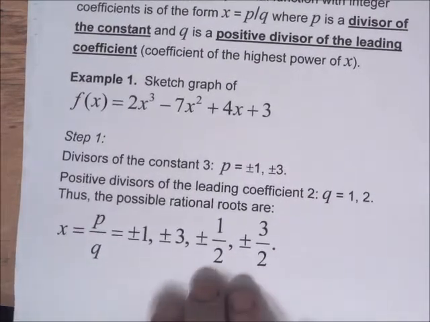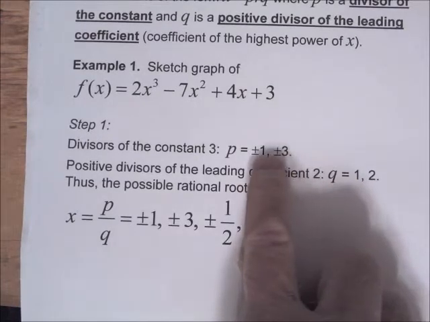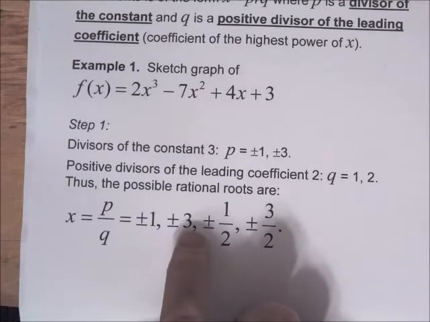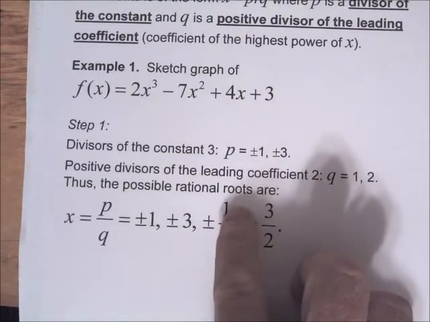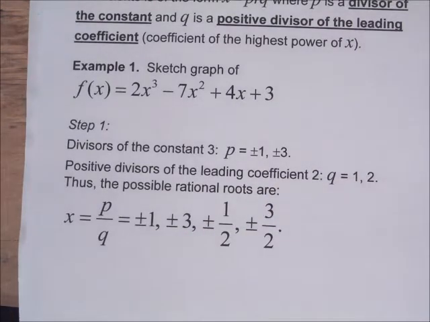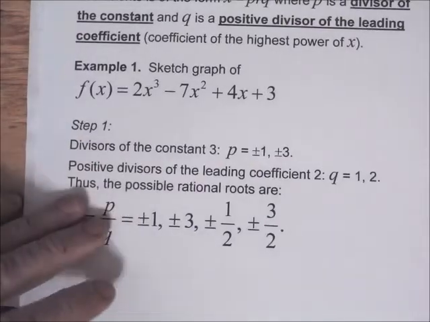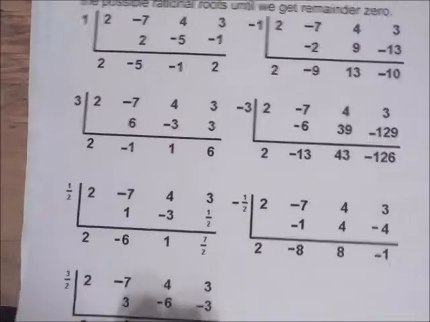And so then the possible rational roots: if q is 1, we're dividing these numbers by 1, we get the same numbers back, plus or minus 1, plus or minus 3. And if we divide by 2, we also get plus or minus 1/2, plus or minus 3/2. So any rational root, rational meaning fraction, is going to be one of these numbers. And then we can check to see which of these work. The quickest way to check is to do synthetic division.